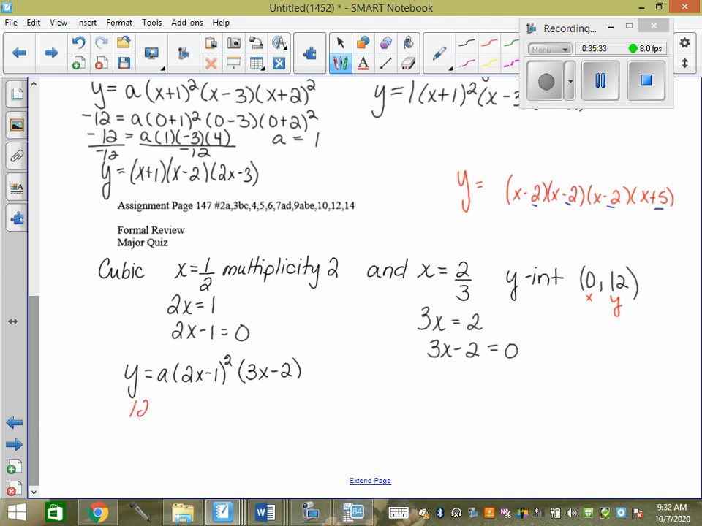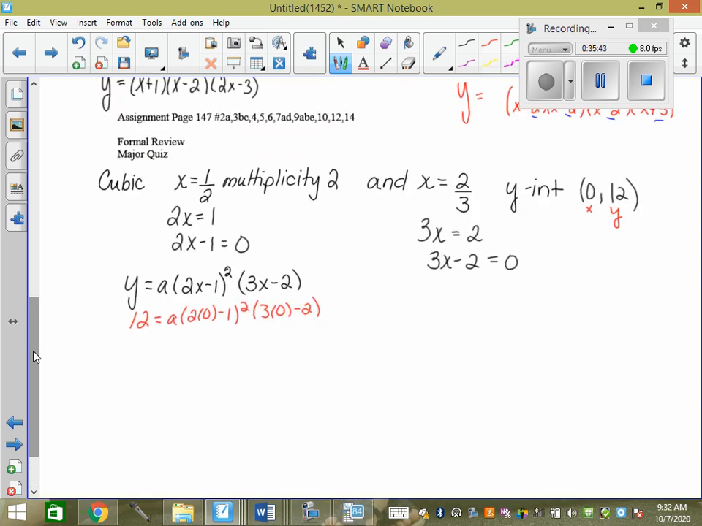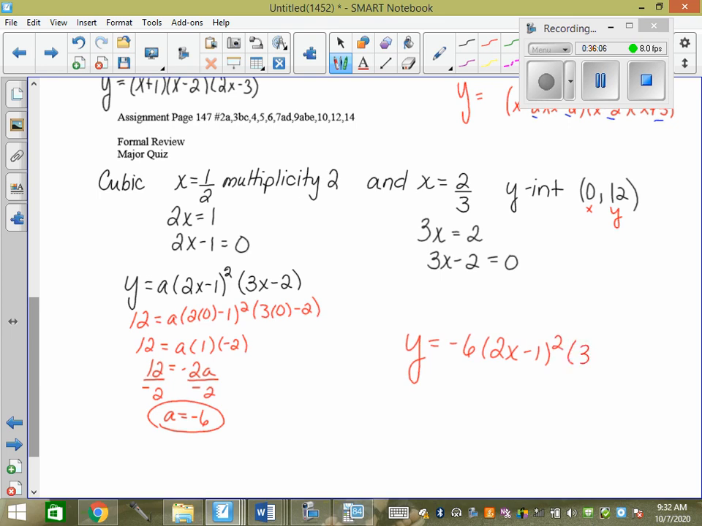So we have 12 equals A, 2 times 0 minus 1 squared, 3 times 0 minus 2. The y-intercept is the nicest to get because all the zeros cancel. 12 equals A, negative 1 squared is 1, times negative 2. 12 equals negative 2A, divide by negative 2. A equals negative 6. But don't forget to rewrite the equation. Y equals negative 6, 2x minus 1 squared, 3x minus 2.